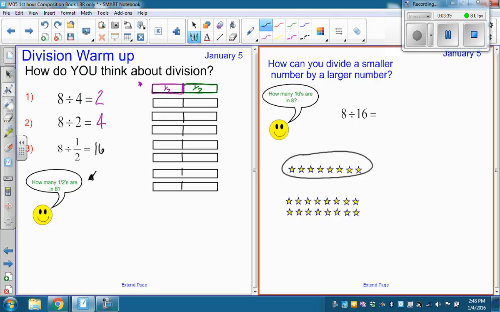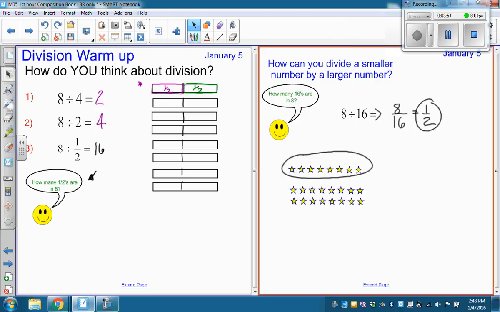But because that picture is pretty hard for people to understand, another nice little thing to remember is that fraction bars are being divided. So 8 divided by 16 can also be represented as 8 over 16. And that reduces to a half. So 8 divided by 16 is 1/2, because only half of these 16 stars can fit into those 8 stars.